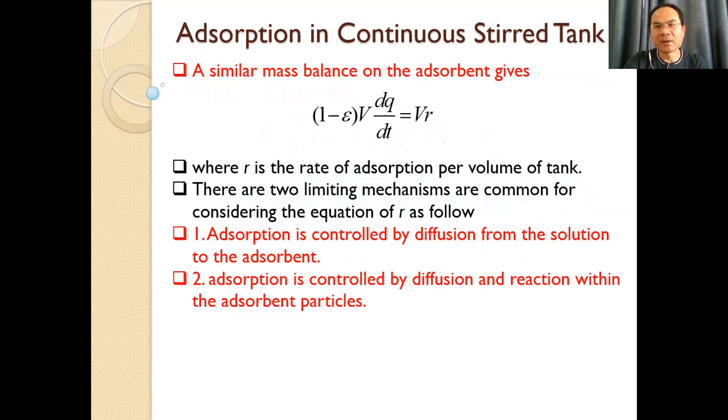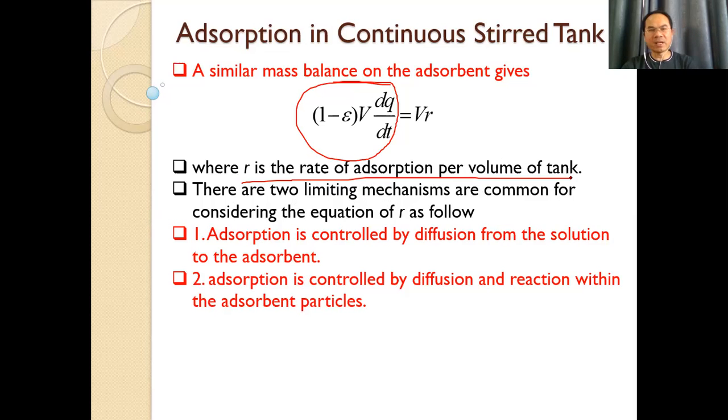Okay. Similarly, the mass balance on the adsorbent: the amount of solute adsorbed on the adsorbent equals VR. V is the volume of the tank. R is the rate of adsorption per volume of tank.